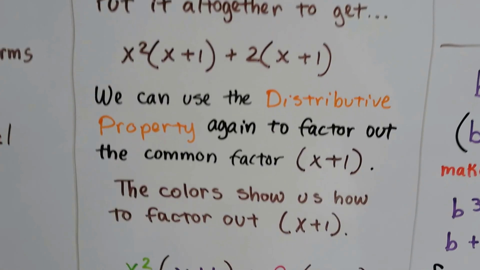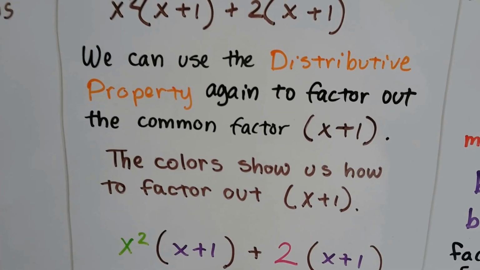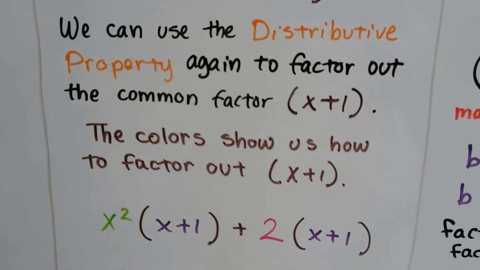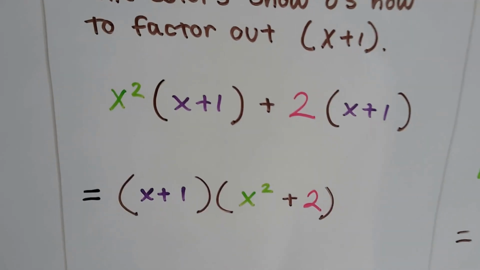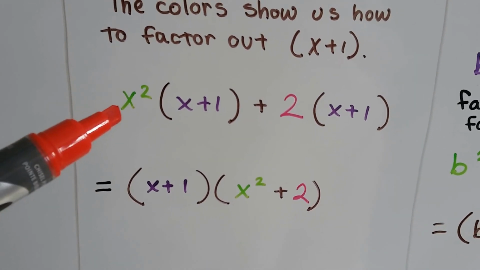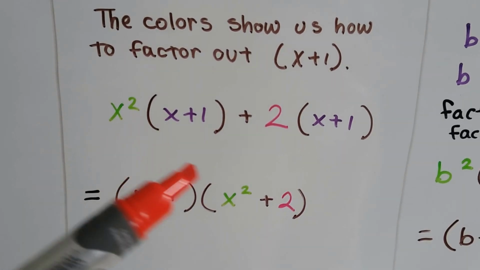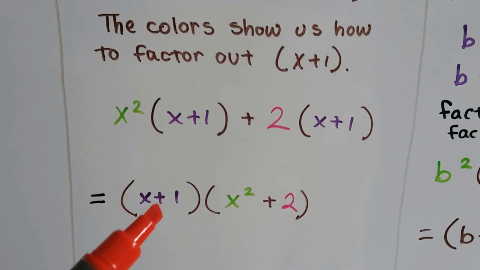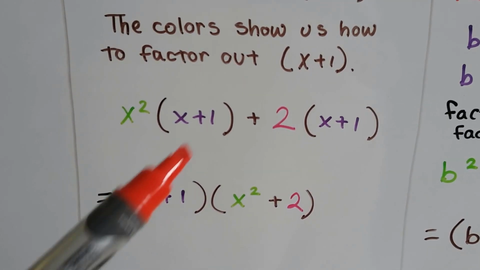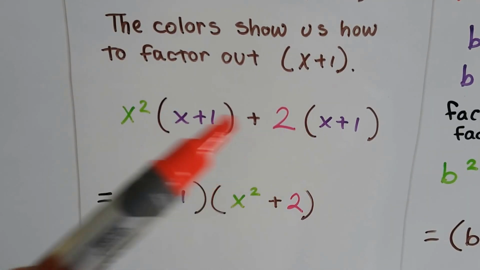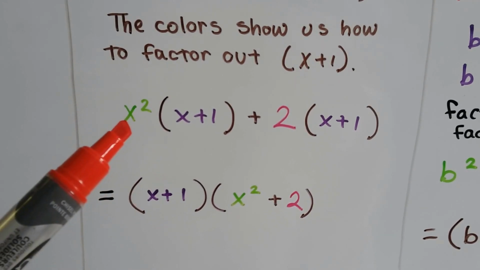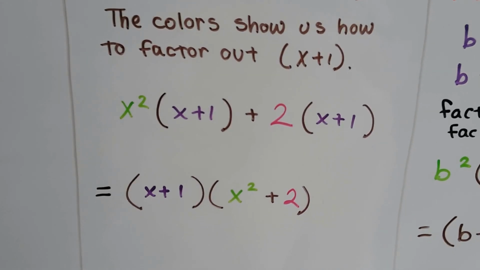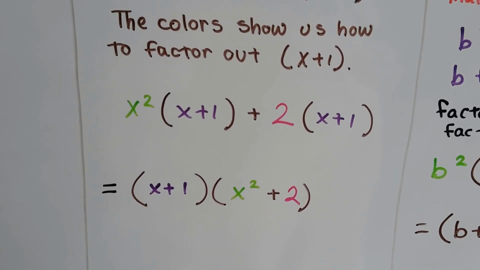Now we can use the distributive property again to factor out that common factor, x plus 1, that they both have. Let's get rid of one of those, okay? And these colors are going to show us how to factor out the x plus 1. So if you look, we've got our x squared times x plus 1 plus 2 times x plus 1. We want to factor out the x plus 1. So we put it here. See? We put one copy here because we've got 2, don't we? We're just going to put 1 here, and we're going to put this x squared plus this 2 in the other one as our other binomial. That's it. Wasn't that easy? Piece of cake. You can do this.